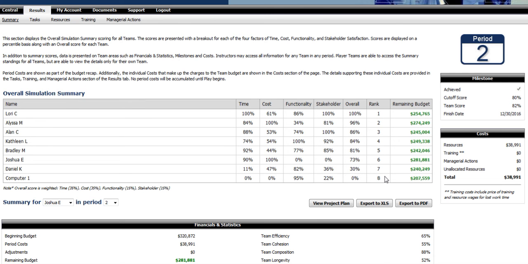Behind Joshua, or equal to Joshua in terms of error, was Alyssa, and Alyssa spent $5,000 more. So again, it's not about the cost score. It's about root mean square error. I look at this, this is really what's important: how much money you have left? What was your budget at the end? What's left? So keep that in mind as you play and make decisions in the simulation.